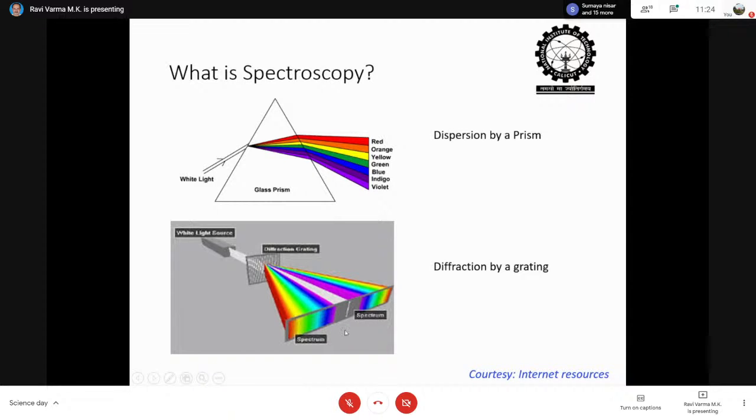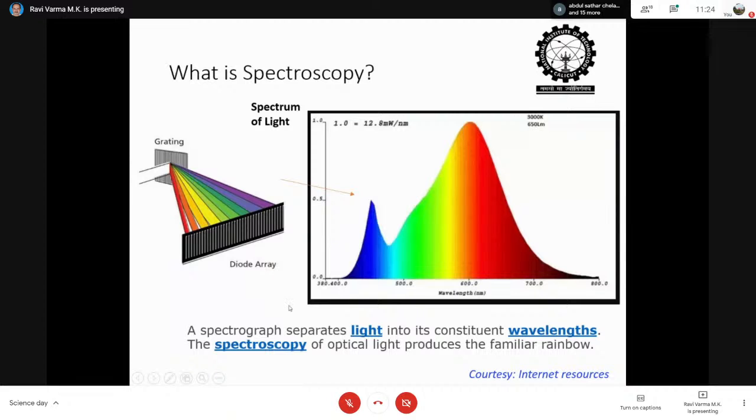Okay. So if you have a spectrometer, you get a spectrum. In this case, this is a spectrum measured by a spectrograph, which consists of a light source, a grating, and an array of diodes. I am talking mostly from the point of view of instrumentation, because I develop instruments for the principles of spectroscopy.